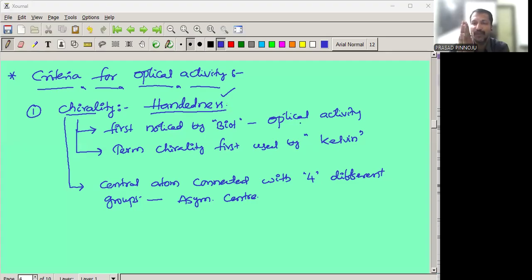Superimposable ones are considered homomers. Superimposability means homomers, that is, equal. Non-superimposability is considered enantiomers. So this is the difference between chirality and asymmetric center. Is it clear? Good example.